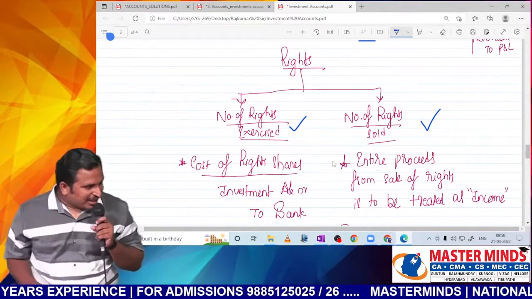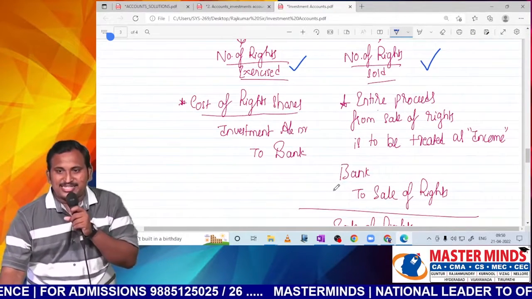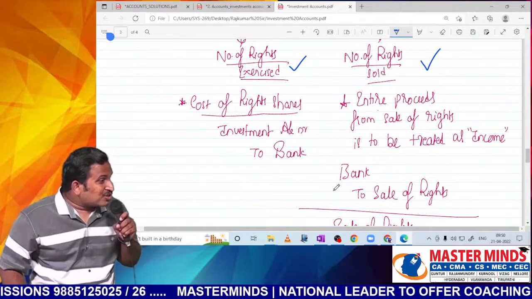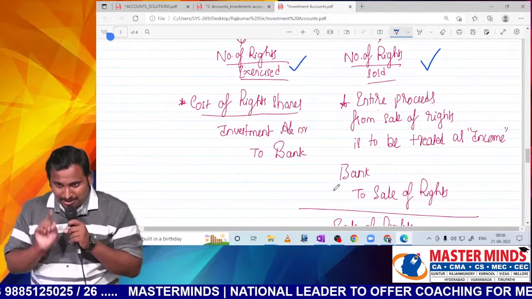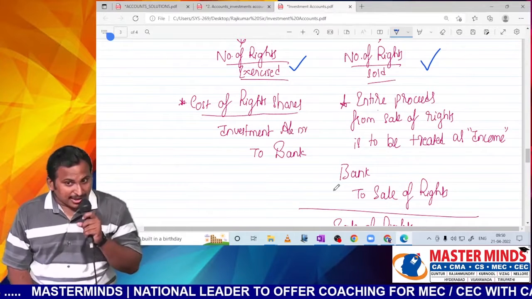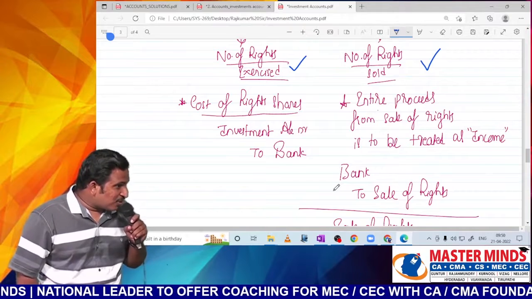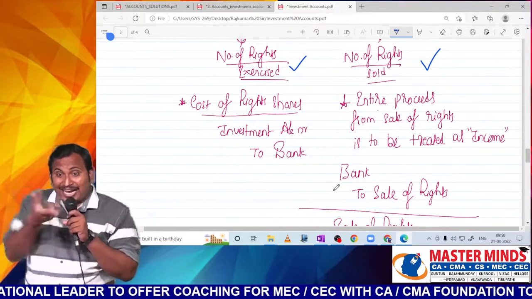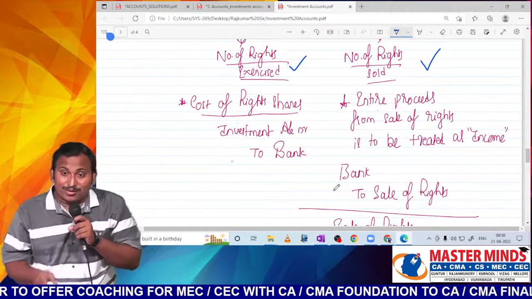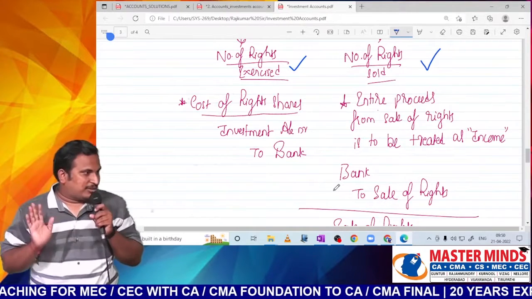So usually, the entire sale value on rights is to be credited to P&L. It's an income because the cost of right is 0. What is that? Cost of right is 0. Sometimes, rarely, in the question they may clearly mention shares are purchased on cum-right basis. That means for the right also you have paid something. If you have paid something for the right, then from the sale value you have to reduce that cost. Only the difference has to be transferred to P&L.